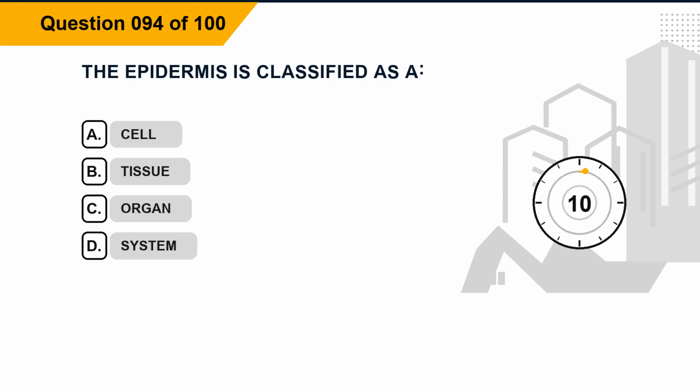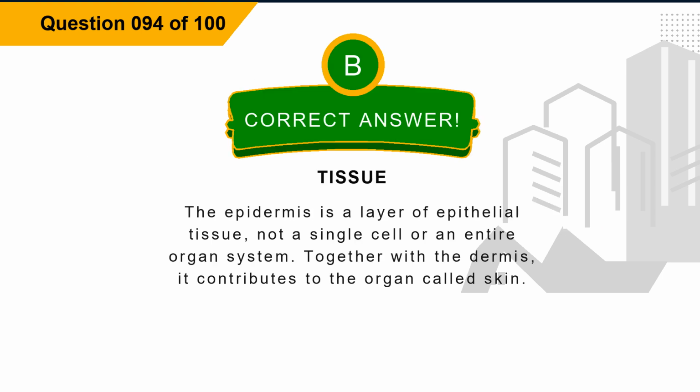Question 94. The epidermis is classified as a... Option A. Cell. Option B. Tissue. Option C. Organ. Option D. System. The correct answer is option B. Tissue. Explanation. The epidermis is a layer of epithelial tissue, not a single cell or an entire organ system. Together with the dermis, it contributes to the organ called skin.